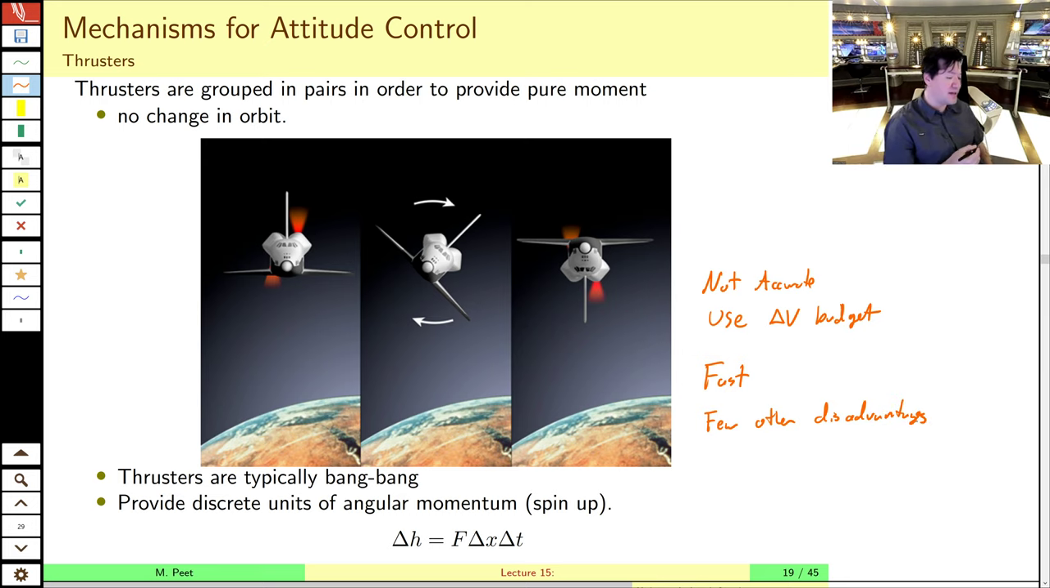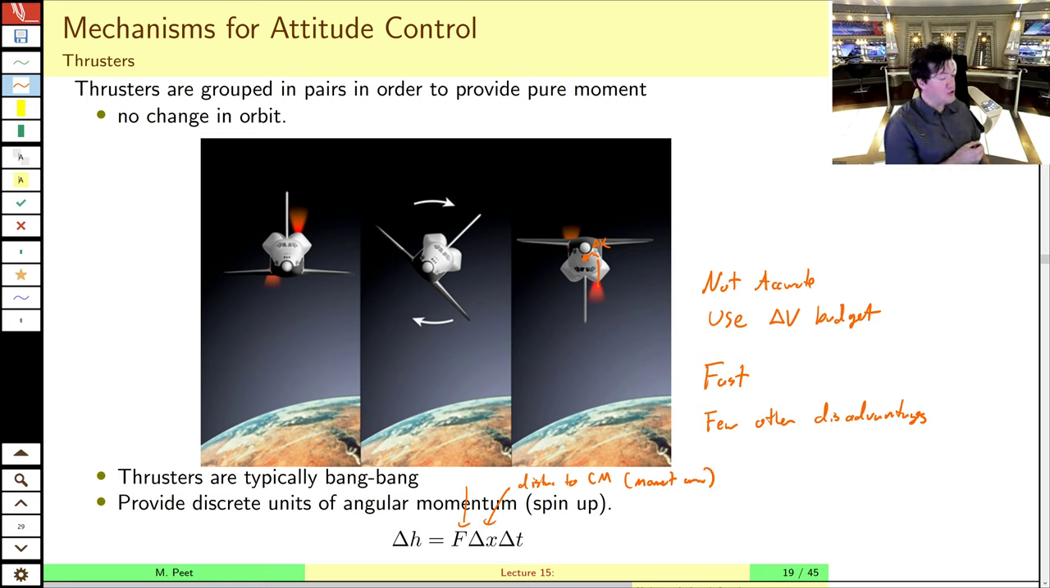And so the mathematics here is not terribly complicated, right? Your thrusters produce a force. The distance from the center of mass of the thruster, right? So here's the center of mass. There's the delta x. Distance, that's the moment arm. That distance produces a torque, right?